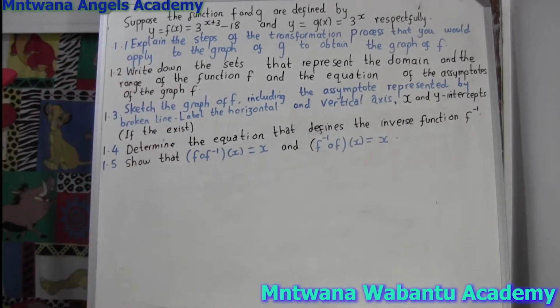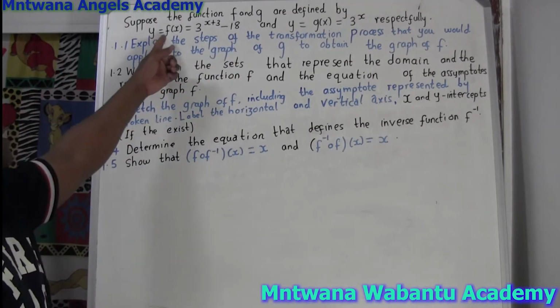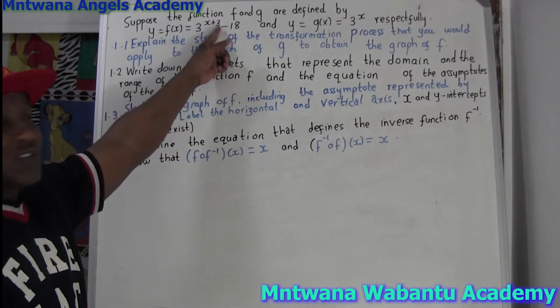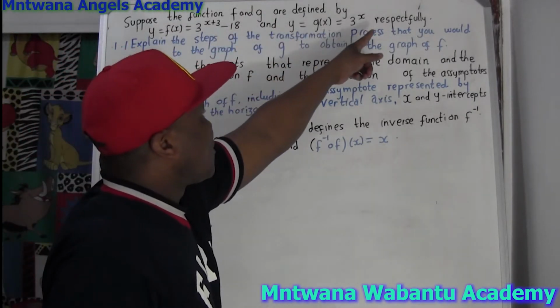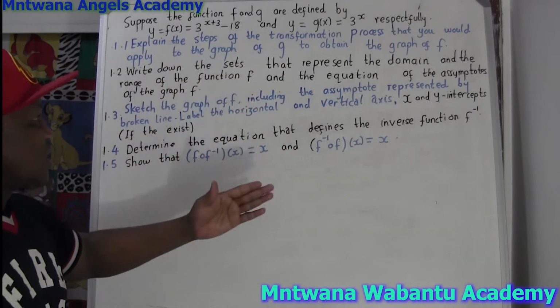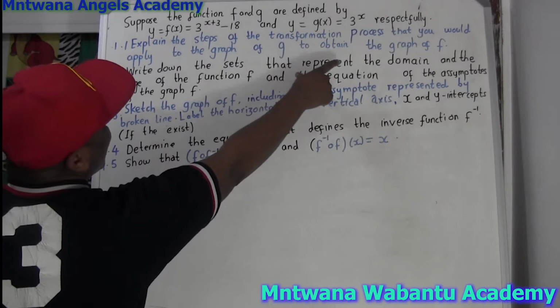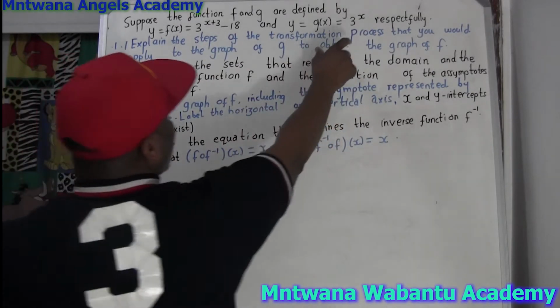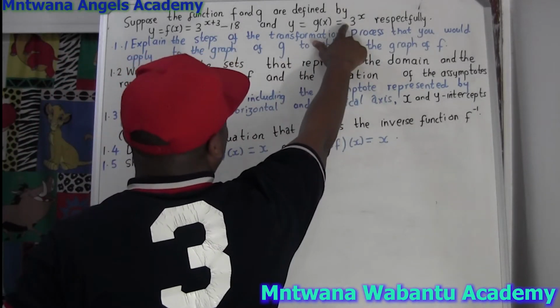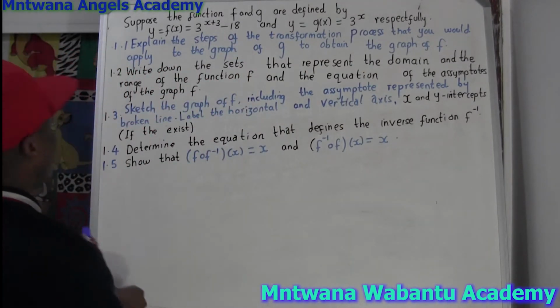What we have to do. Suppose a function of f and g, I define it by, so this is f, this is exponential function, and these are not exponential function, respectively. Now let's explain the steps of the transformation process that you'd apply to the graph of g to obtain the graph of f. So what should I have to do in here to come here? Easy.